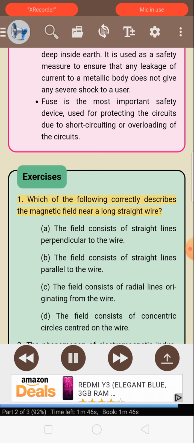Exercises. 1. Which of the following correctly describes the magnetic field near a long straight wire? A. The field consists of straight lines perpendicular to the wire. B. The field consists of straight lines parallel to the wire. C. The field consists of radial lines originating from the wire. D. The field consists of concentric circles centered on the wire.